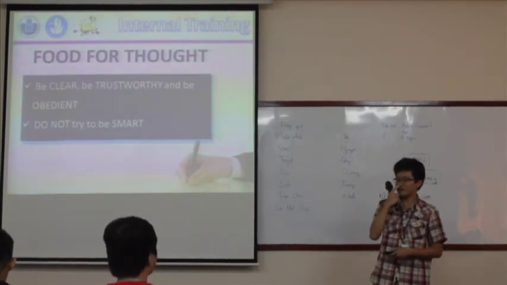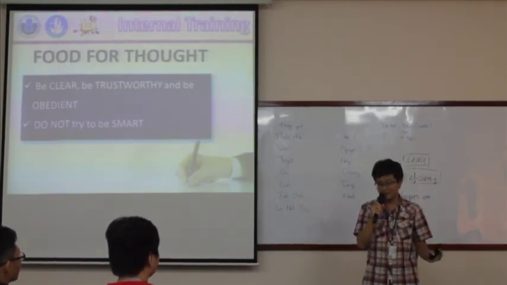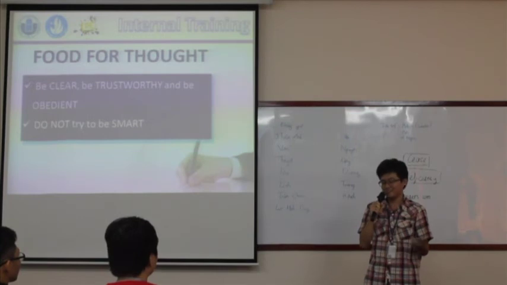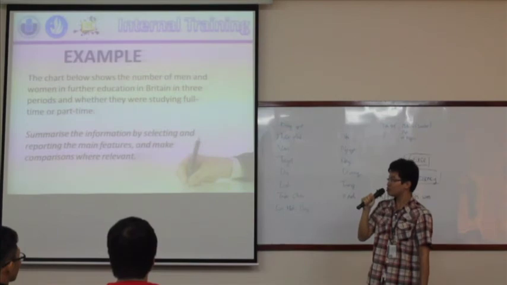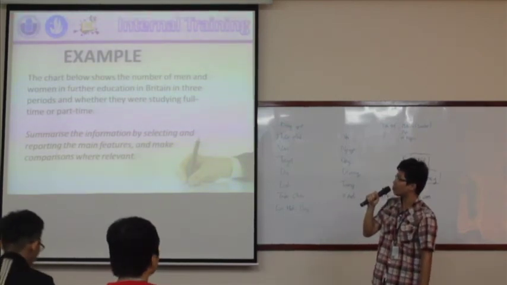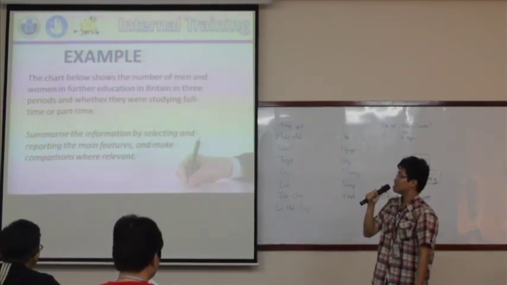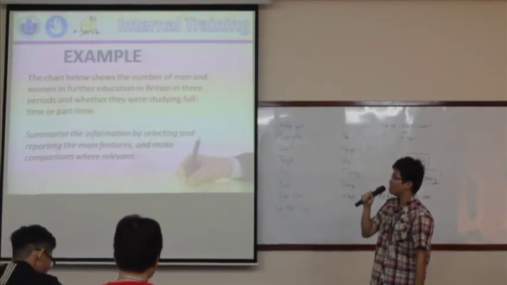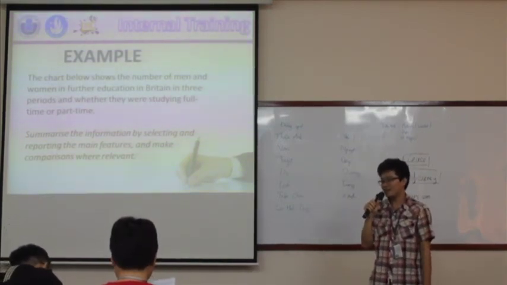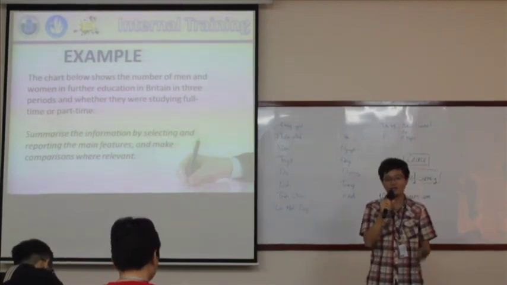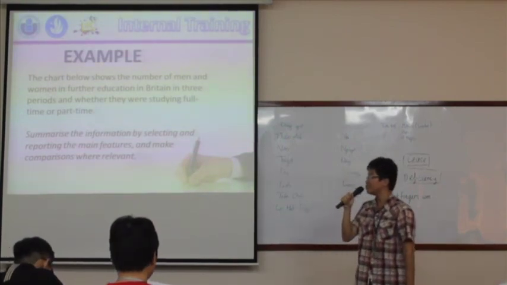Like I said before, this part is a lot easier than the second question. All you have to do is remember the templates, write them down, add some information, and there, you're done. You have full credit. So, to make it easier to understand, here is an example. You can find that in the paper we have given you. There's a chart that shows the number of men and women in further education in Britain in 3 periods. And an answer has already been done for you with all the templates and the important structures highlighted, so you can see for yourself.